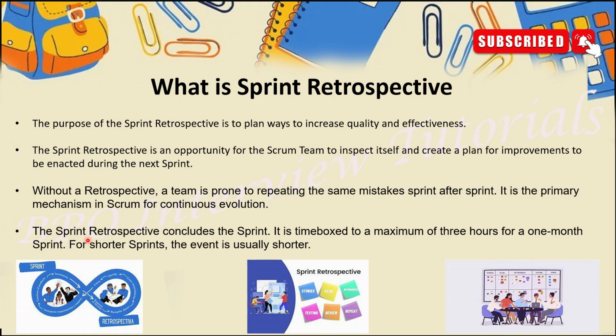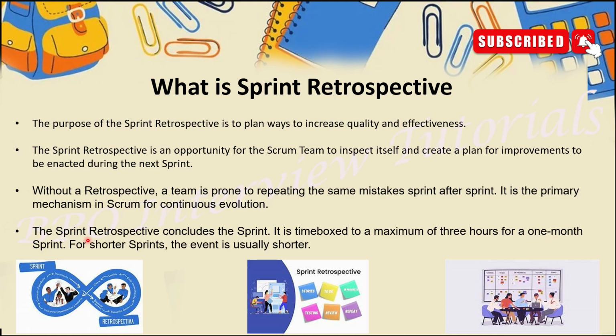What is this? The purpose of sprint retro is to plan how we can increase the quality and effectiveness of the last sprint. On the basis of the previous sprint review, the Scrum team will connect with all the team members, like developers and everyone, and they will understand what went right, what we can improve, and what can be best in the future. So they will discuss how they can increase the quality and effectiveness of the product, right? It is an opportunity for the Scrum team to inspect itself and create a plan for improvements to enhance the next sprint.